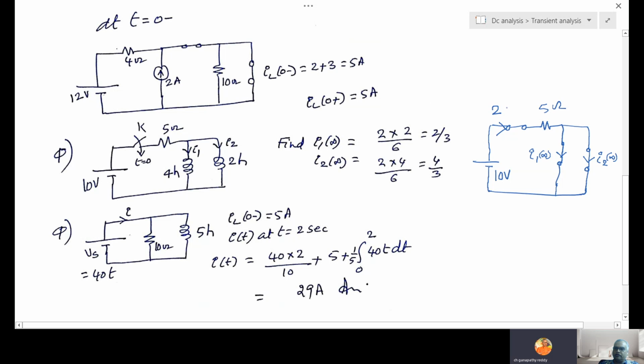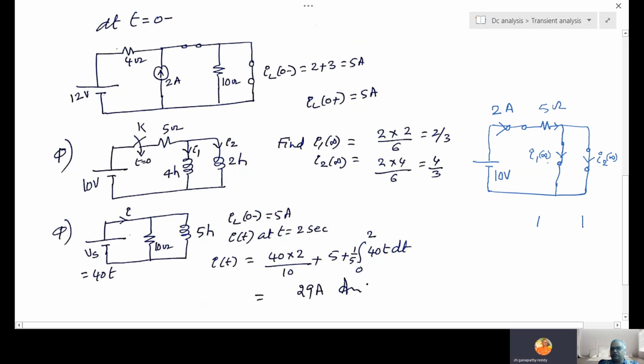10 by 5 is 2 amps. So 2 amps current entering. So here 2 amps entering. This is short. This is short. Many students will give the answer: this current is 1 ampere, this current is 1 ampere, 1 plus 1 is 2.